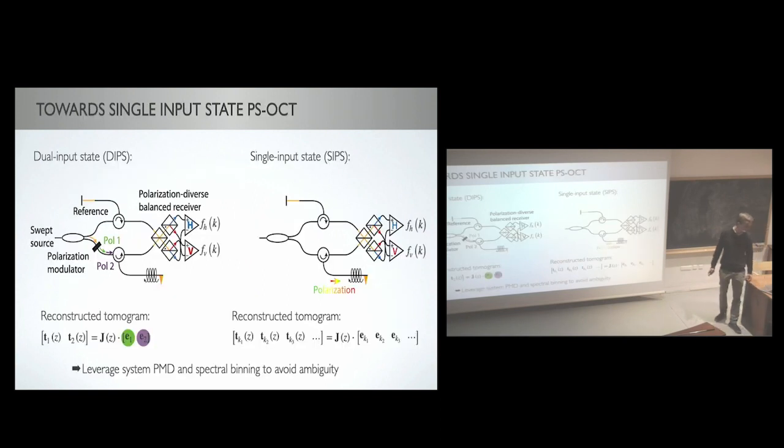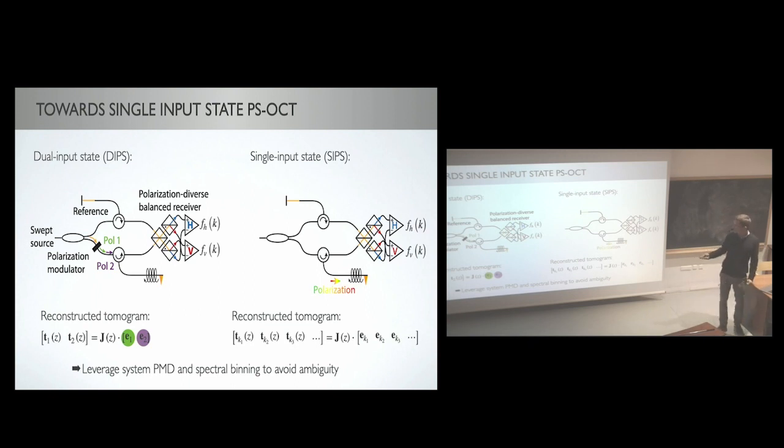So one recent effort that we have been looking at, so I explained how normally we need to modulate this polarization state in order to be able to take these PS measurements. Interestingly, some commercial instruments have polarization diverse detection, again, to avoid the polarization fading artifacts that you may run into.